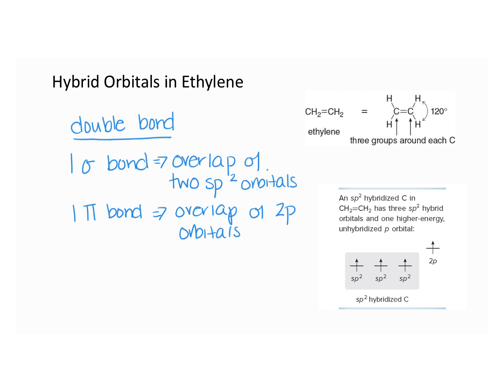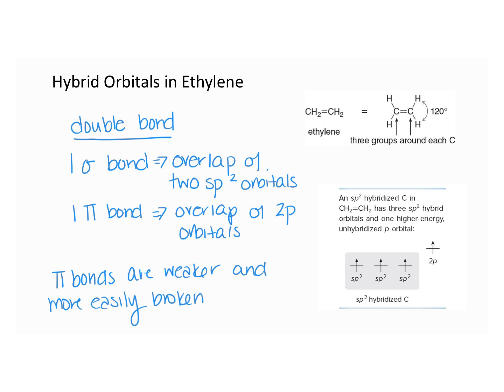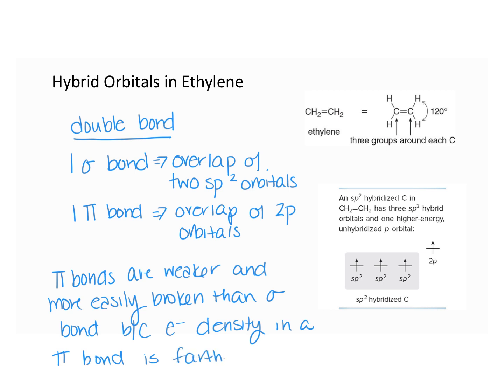Now we're going to visualize this on the next slide, but I want you to be aware that pi bonds are weaker and more easily broken than sigma bonds because the electron density in a pi bond is farther from the nuclei.